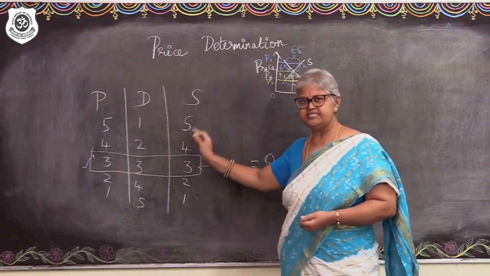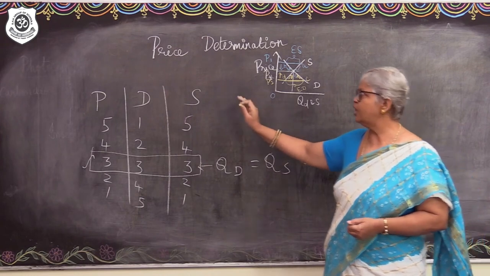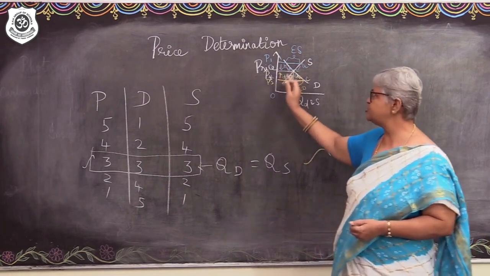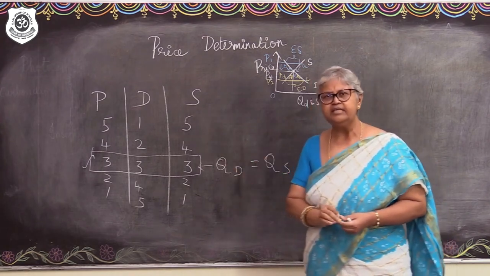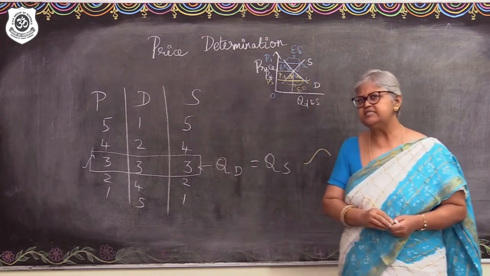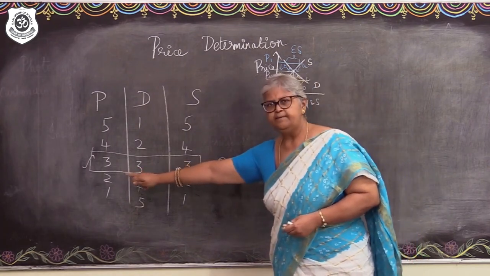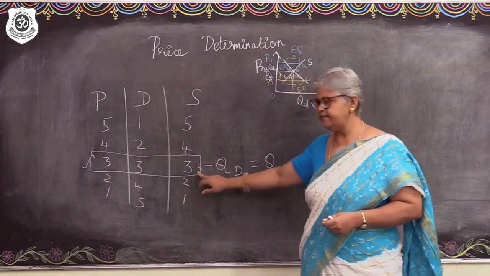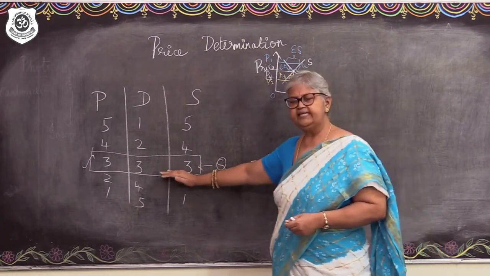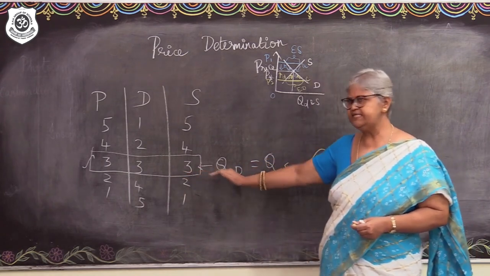Let's come back to this schedule. Now what we have understood is the concept of chain reaction through the diagram. With the help of the table, we will look into the similar concept. Now at 3, while the quantity demanded is equal to the quantity supplied, you have understood that the equilibrium price is determined, isn't it?